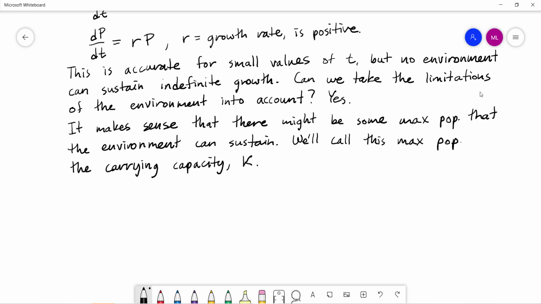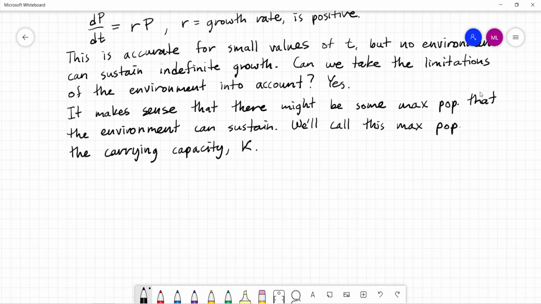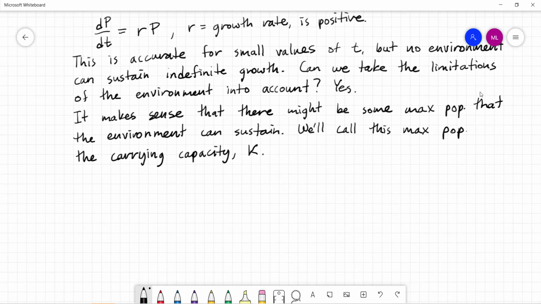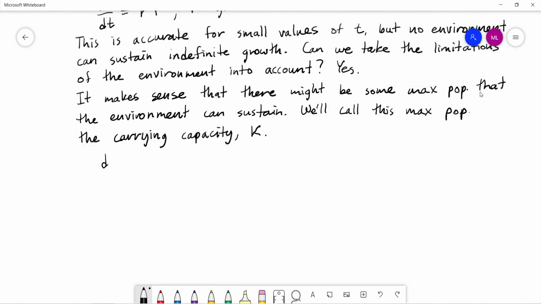So let's start off with the same model that we had before. dP/dt is equal to r times P. So this was our infinite growth model. It just keeps growing on forever and ever and ever. How can we modify this with this additional notion that the environment can't sustain indefinite growth?